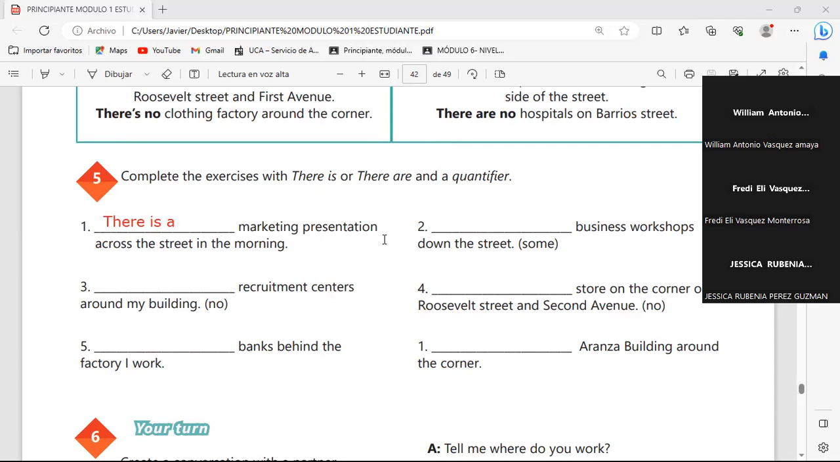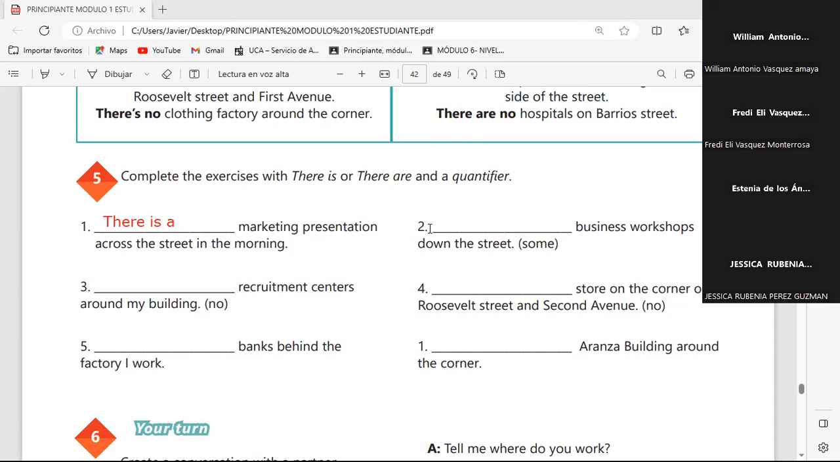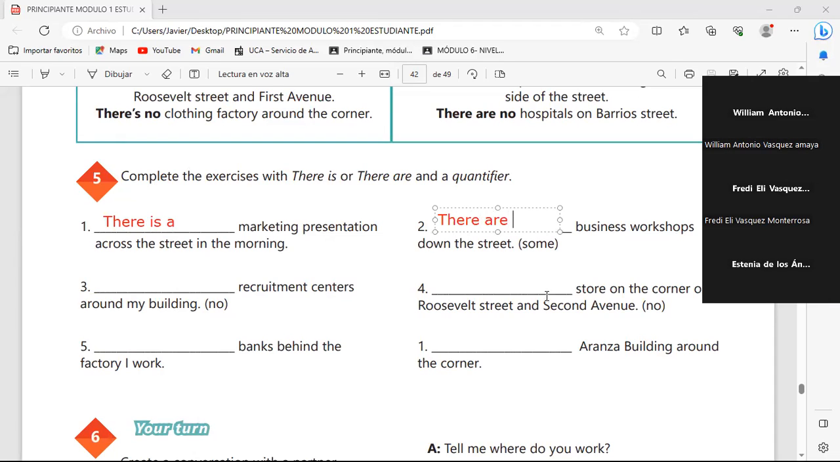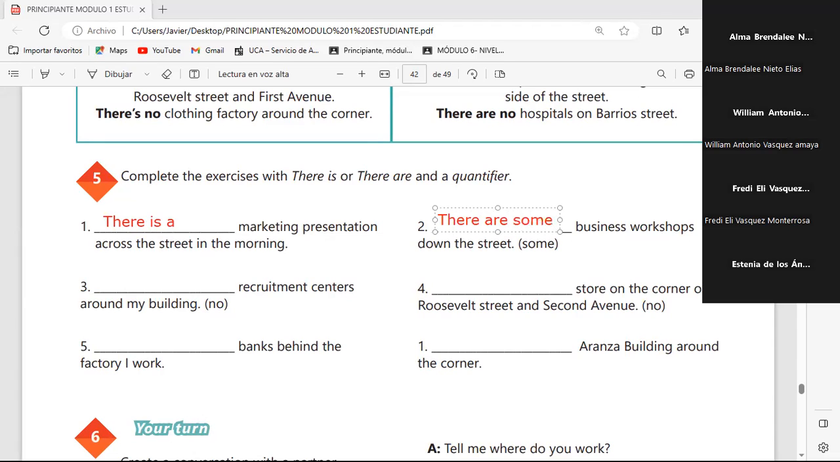Next one. Irenia, please. Number two. It says there some. Are. There are a lot. There are some. Well, look, the indication, Erenia, is that we have to use some. So there are. In Spanish, you say algunos. There are some, correct. There are some businesses, some business workshops down the street. Okay, thank you.